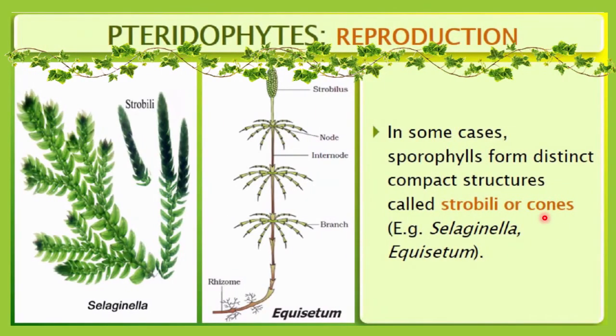In some cases, sporophylls form a distinct compact structure, and that is called strobili or cones. Here you can see this is the strobilus. Here also you can see a strobilus, and that is also called a cone. For example, Selaginella and Equisetum. So what is this cone or strobilus? It is a combination of all the sporangia on a single axis, and that is called a strobilus or cone.